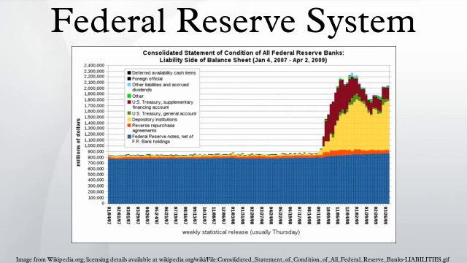Creation of the second new tool, called the Term Securities Lending Facility, was announced on March 11, 2008. The main difference between these two facilities is that the Term Auction Facility is used to inject cash into the banking system, whereas the Term Securities Lending Facility is used to inject Treasury securities into the banking system.